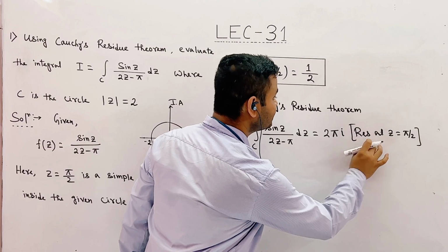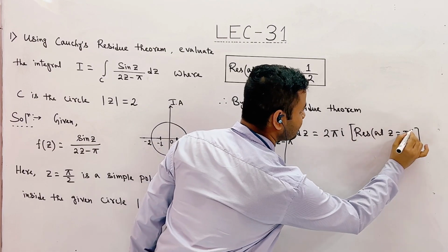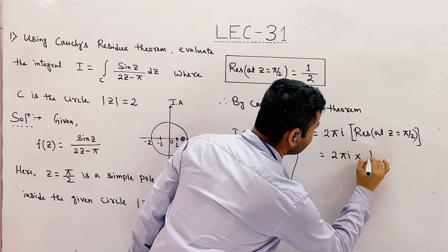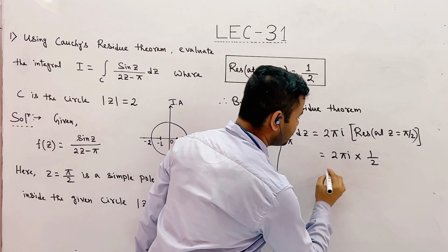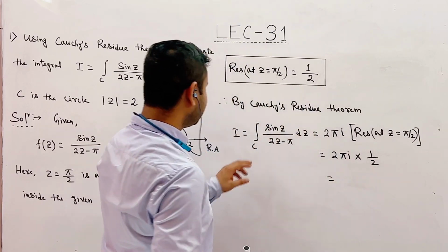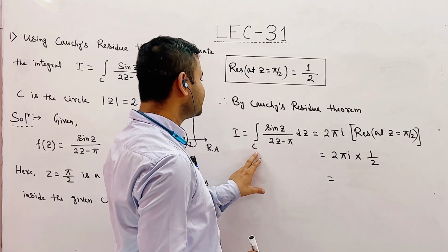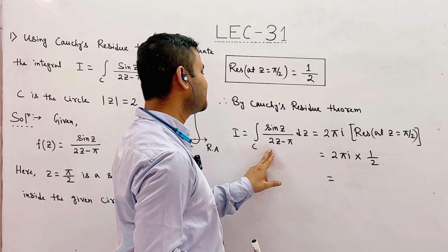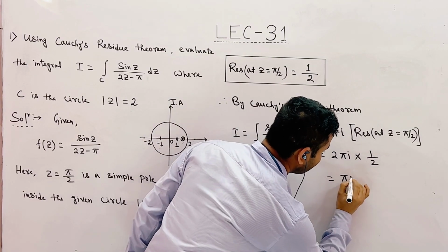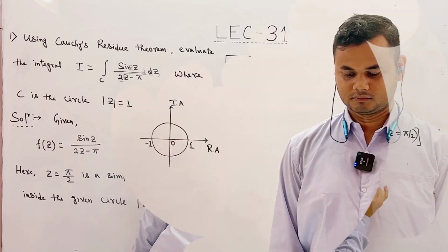Now, let us substitute the value here. So, twice pi iota into 1 by 2. So, after simplifying, we are getting integration along closed curve C sin z divided by twice z minus pi into dz as pi iota. This is the answer.